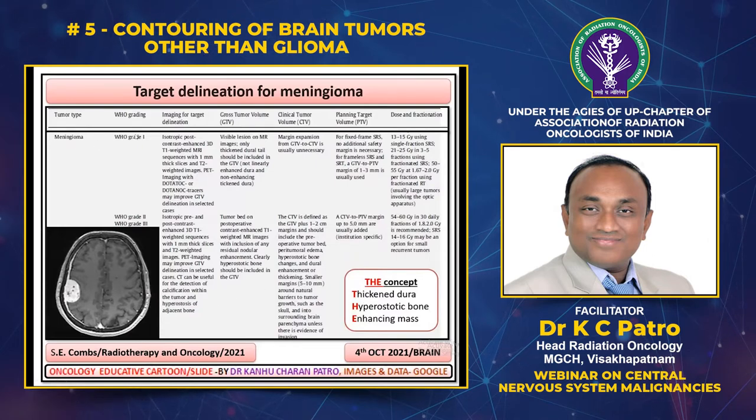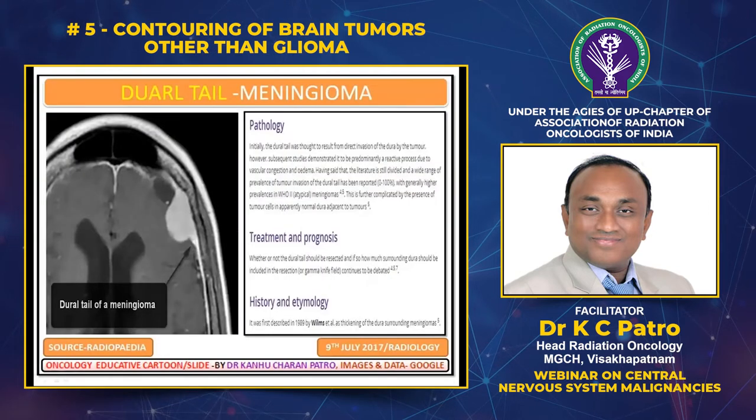So if you see WHO grade 1 and WHO grade 2, grade 3, in WHO grade 1, we hardly give a GTV to CTV margin, usually unnecessary. But for WHO grade 2 and grade 3 tumors, you have to give at least 1 to 2 centimeters for the GTV to CTV. And the PTV according to your protocol, 0.5 or 0.3, either IGRT or normal IMRT, VMAT you are following. If you are doing daily IGRT, then you can decrease the margin from 5 mm to 3 mm. So why is the dural tail important?